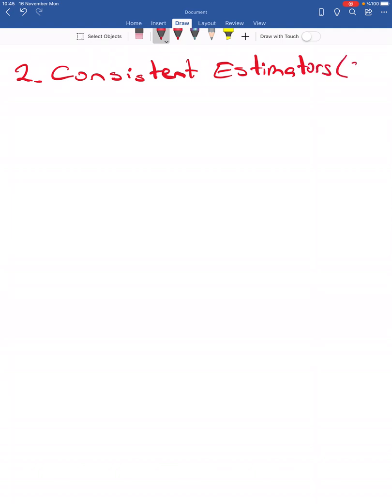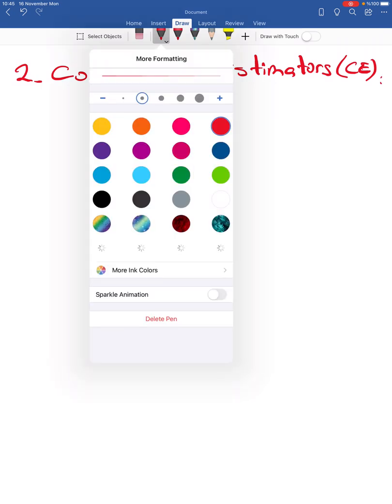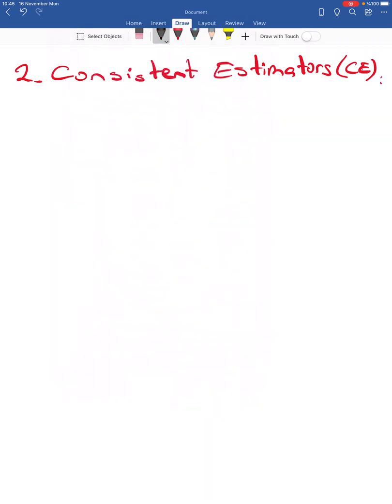We will use CE notation for consistent estimators this semester. Next semester we will use CE for confidence intervals. Okay. Actually, we will use CI notation, not CE. Okay. So let's consider the definition of that.